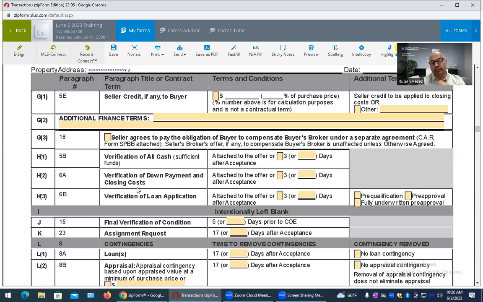giving the buyer's down payment, that's your proof of funds as well. And these should pretty much tie in together. Right here, if it's all cash, you're only giving one verification. But for verification of down payment and closing costs, you would do the same.